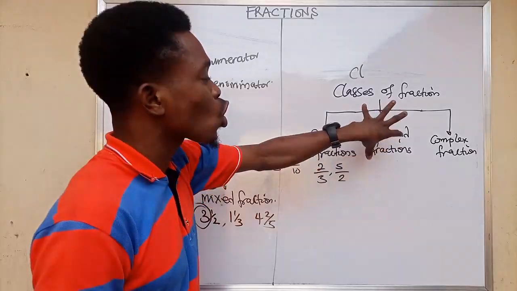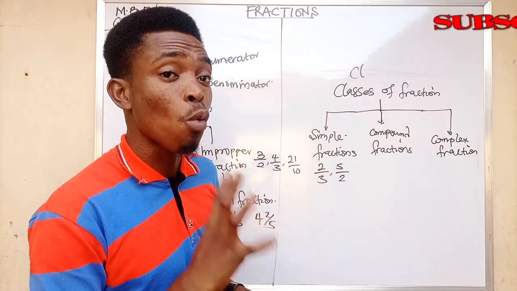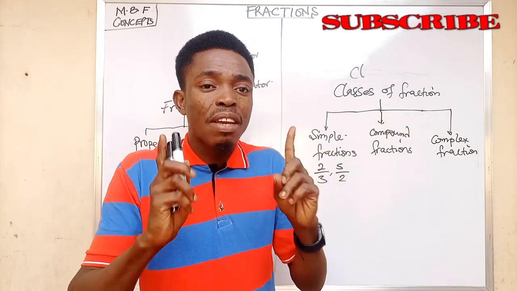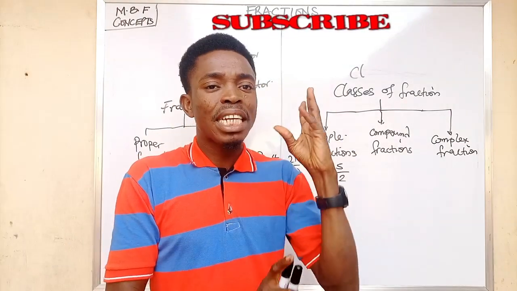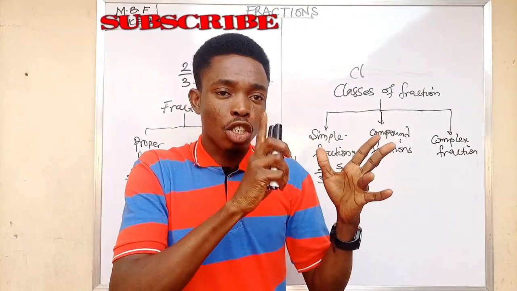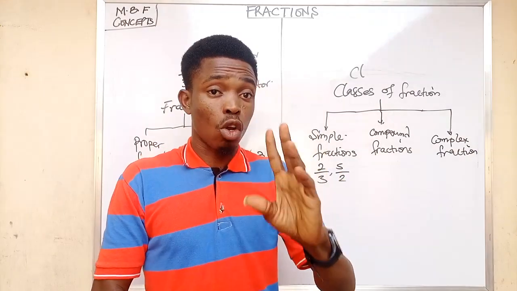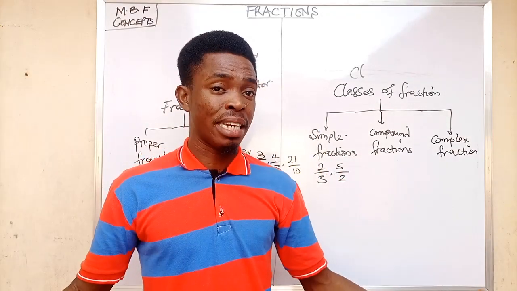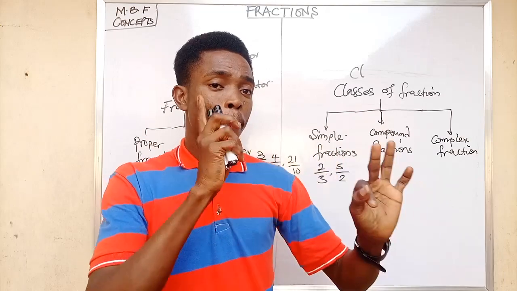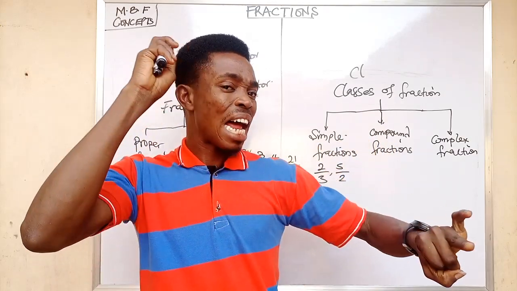Now, when we come to compound fraction, a compound fraction is a fraction whereby you have two different fractions connected with either multiplication, addition, subtraction, or division. Of course, you know that there are basic signs in mathematics, which are plus, minus, multiplication, and division. All right?